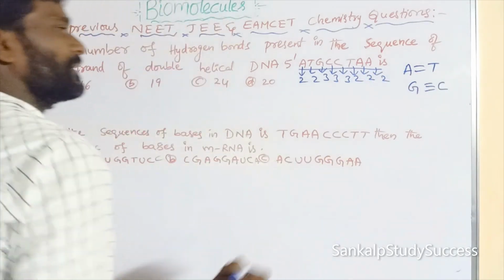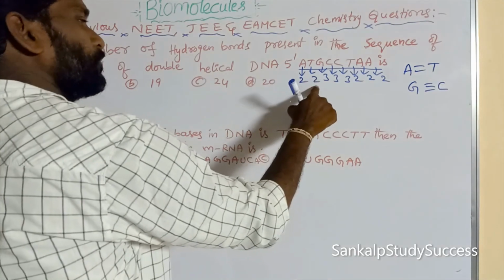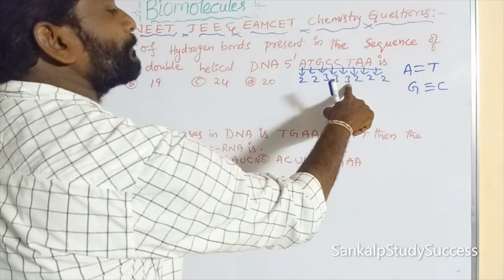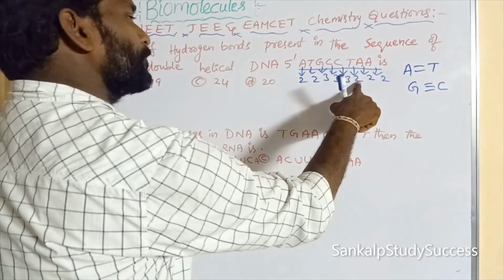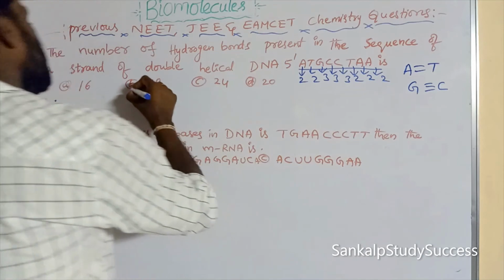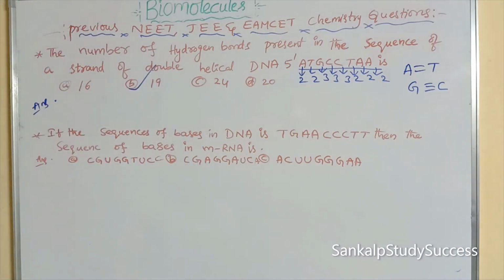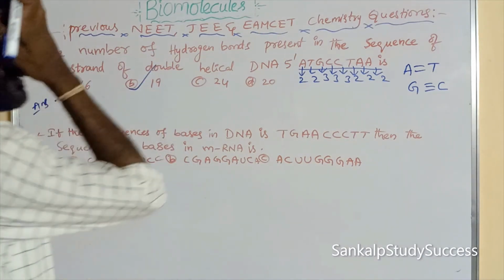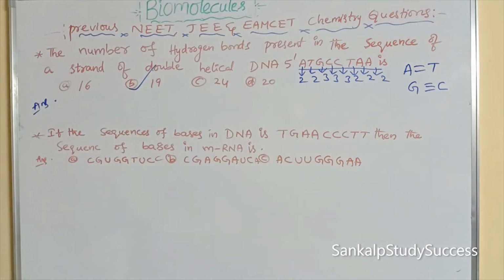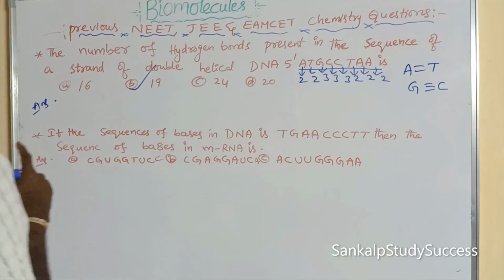Totally 2 plus 2 is 4, plus 3 is 7, plus 3 is 10, plus 3 is 13, plus 2 is 15, plus 2 is 17, plus 2 is 19. So 19 is the answer. Okay, this is a very important question. Next, we go to the second question.